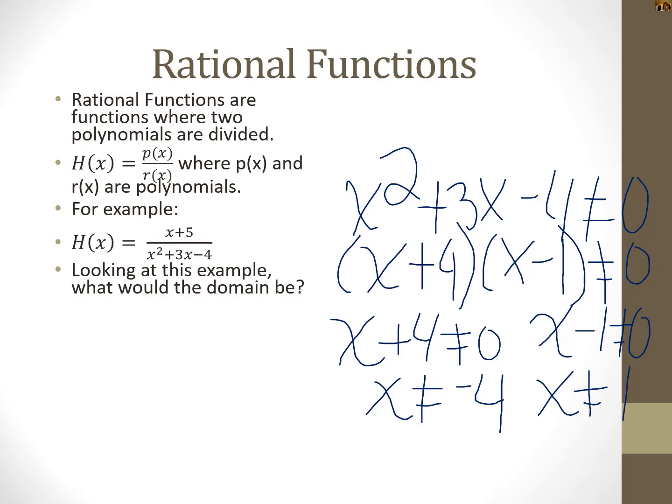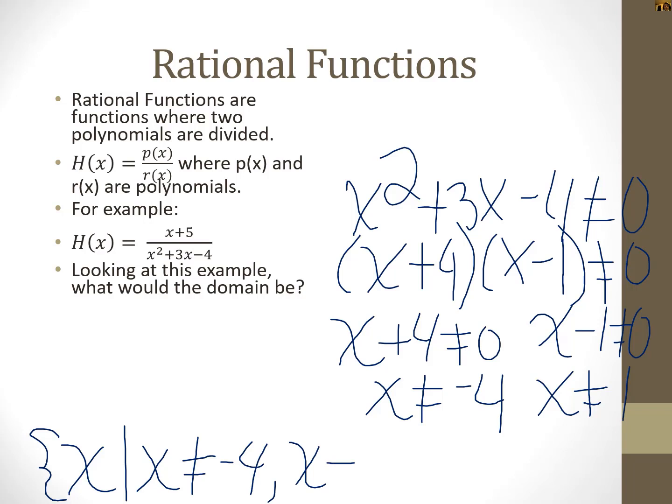Remember that we do need to write this in formal notation. You'll either be asked for set builder notation or interval notation. For set builder notation, it would be the set of all x such that x cannot equal negative 4, and then you can either use the word or a comma, and x cannot equal 1, because we're assuming that we're in the real numbers. If you're doing interval notation, the lower value for this is negative 4.